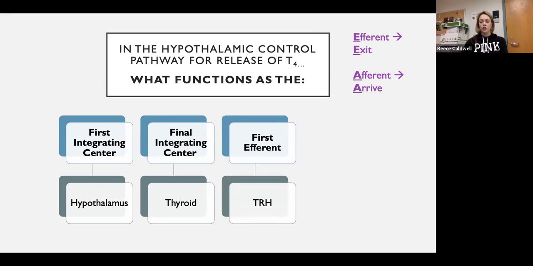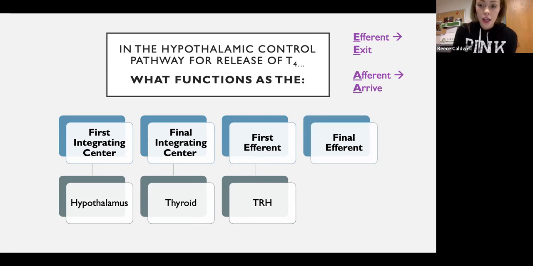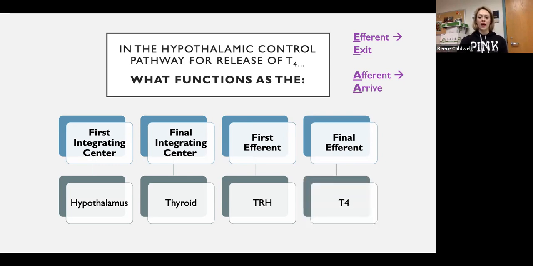So TRH. For cortisol, it would be CRH, corticotropin releasing hormone. For GH, it would be growth hormone releasing hormone. And for sex hormones, it would be gonadotropin releasing hormone. Then we're asked, what is our final efferent? So our final hormone to exit the pathway. And that would be thyroid hormone. So that final one to exit.